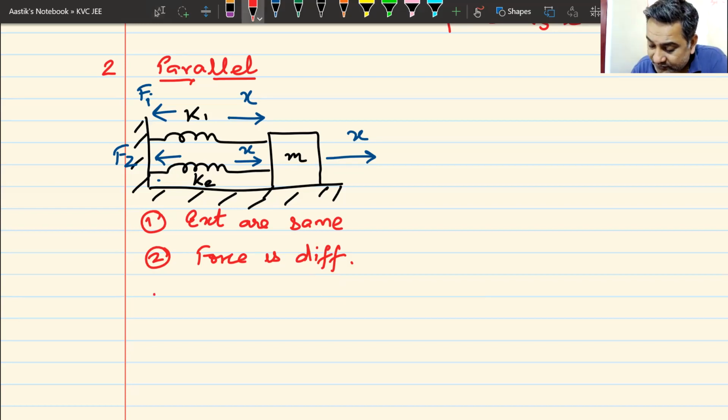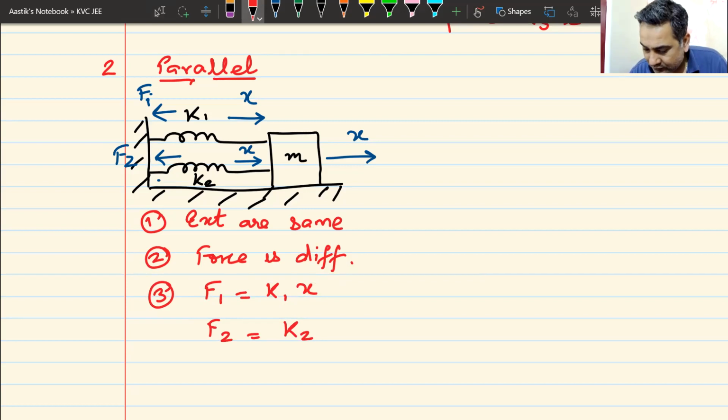Now let us look at the formula for this. Forces are different. F1 will be equal to K1 into X, X is the same. F2 will be equal to K2 into X. So far so good. Do we understand this? I'm trying to cover each and everything that you need to know about springs, whether it is useful in this chapter or in some other chapter, it doesn't matter. If it is spring, you must know everything about spring. I hope you are noting it down together with me. So F1 will be equal to K1 into X. F2 will be equal to K2 into X.